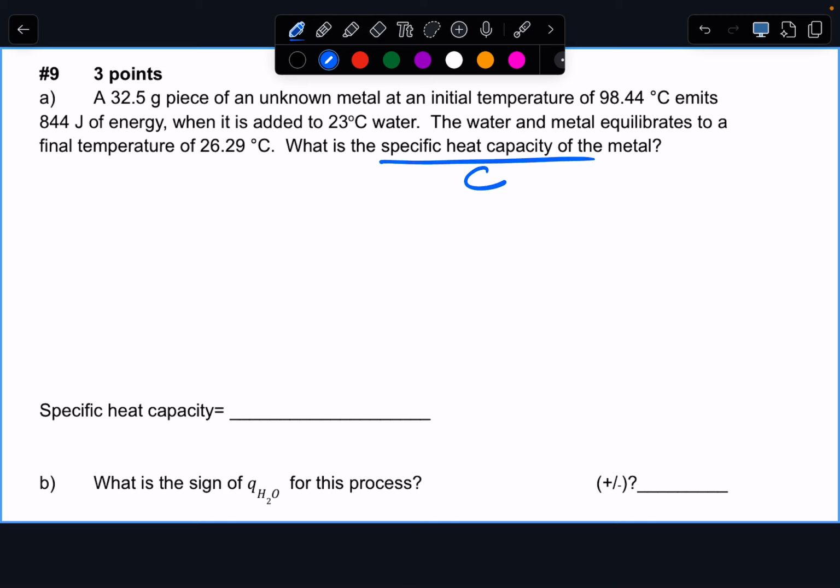So I'll just start putting up the work. If you want to finish doing it on your own, that's just fine. And I'm going to subscript all of these with an M for metal, just because the next question asks about water specifically.